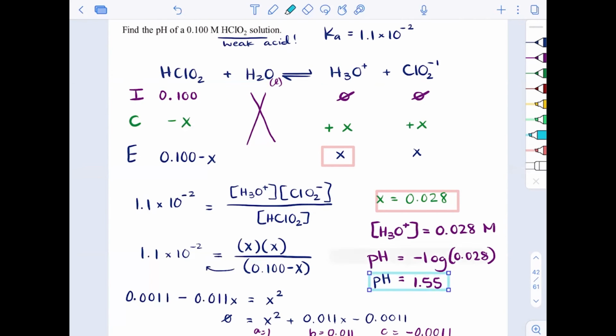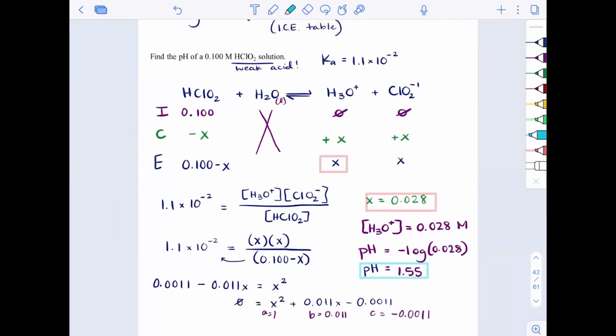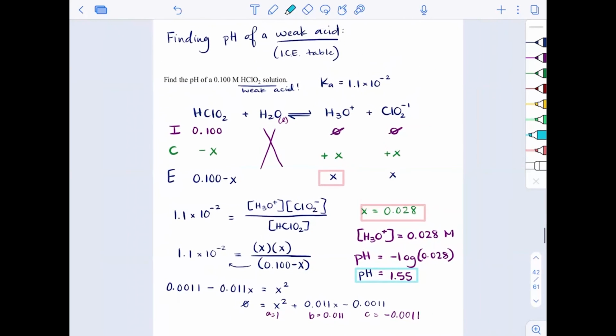Things that you will have when solving for this type of problem: you will be asked to find the pH, and you will be given an initial concentration of weak acid and the Ka. Your job is to make sure that you know what the equation looks like so you can write the Ka expression and be able to perform the ice table. Okay?